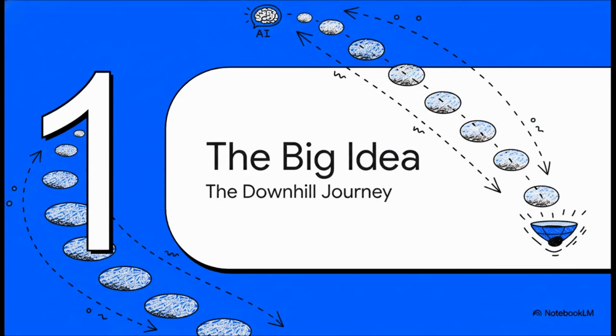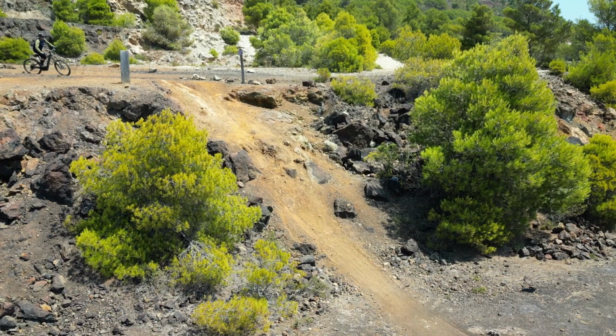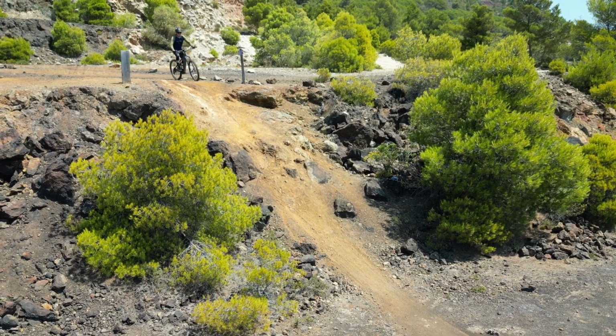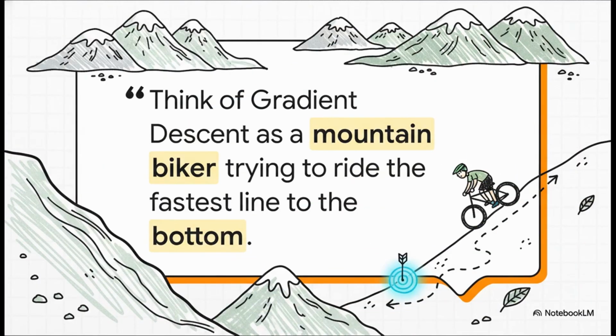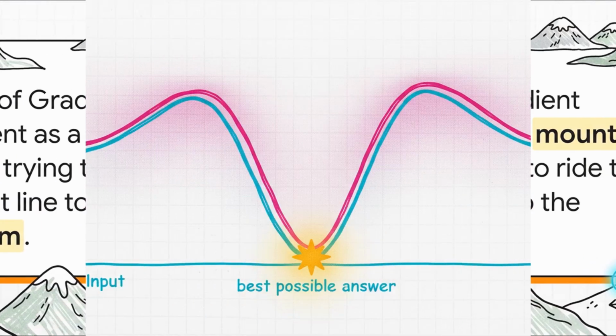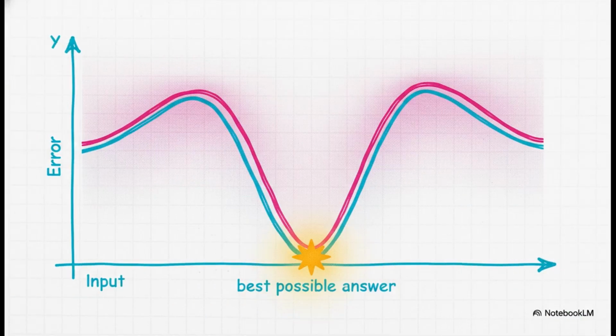To really get our heads around this, we're going to use a really powerful analogy, a journey downhill. So I want you to imagine you're that biker. You're sitting on this vast, hilly landscape, and your one and only goal is to get to the lowest possible point as fast as you can. So in the world of AI, what is this bottom? Well, it represents the point of minimum error. It's the model's best possible answer.